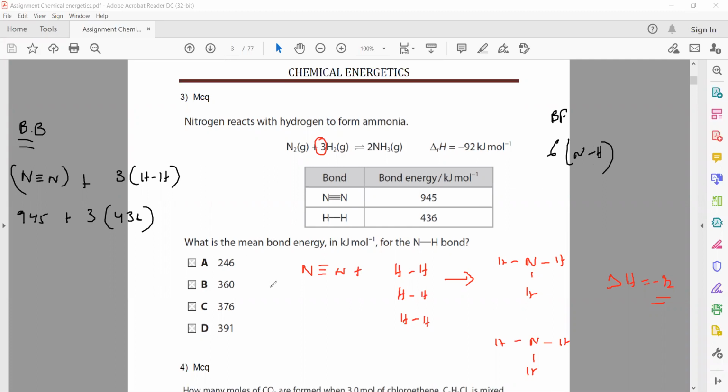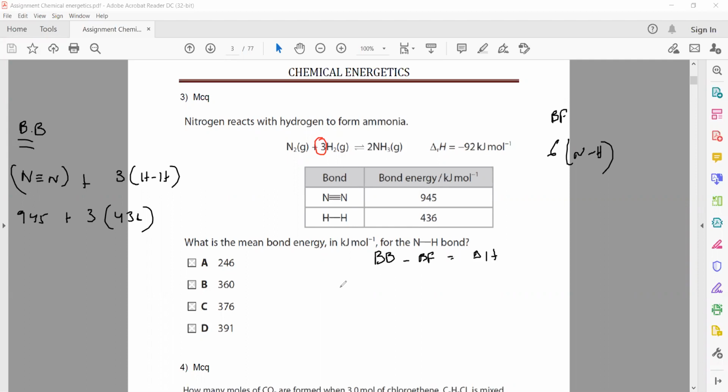And the formula which relates this is bond breaking minus bond forming is equal to energy change, and the forward reaction is exothermic. So we will substitute in the formula: bond breaking minus bond forming is equal to enthalpy change or energy change. So bond breaking was 945 plus 3 times 436 minus the bond forming, which is 6 times the N-H bond, and we are finding it for each only, and the enthalpy change is minus 92 kilojoule per mole.